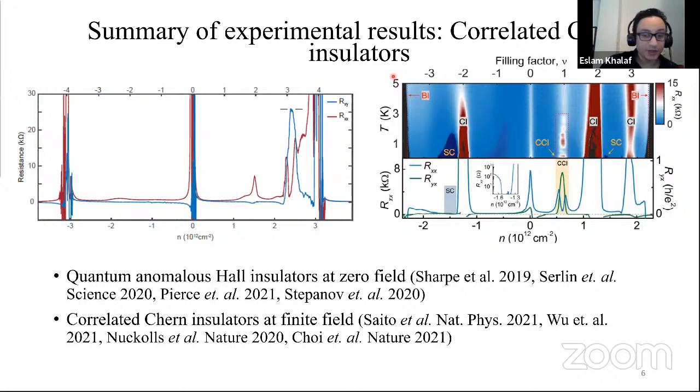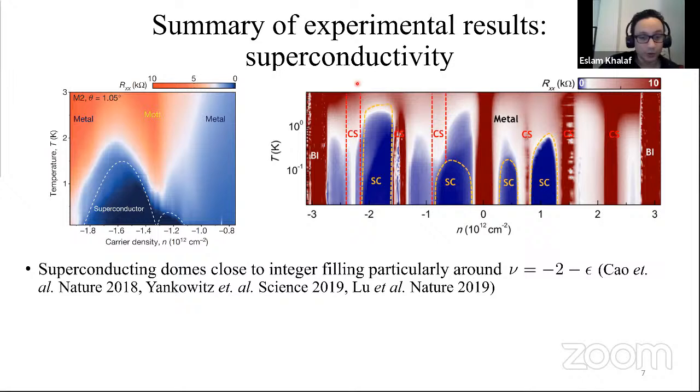The third thing that also has been investigated by now by several groups is superconductivity. And although again there is some sample-to-sample variation as to where exactly you find superconductivity, there is some kind of consensus that you generically find superconductivity, and that the most robust superconductivity is found in the vicinity of this half-filling insulator.